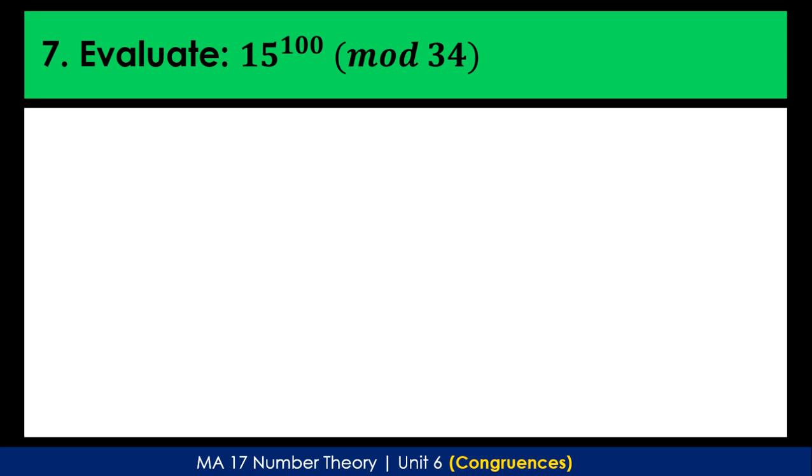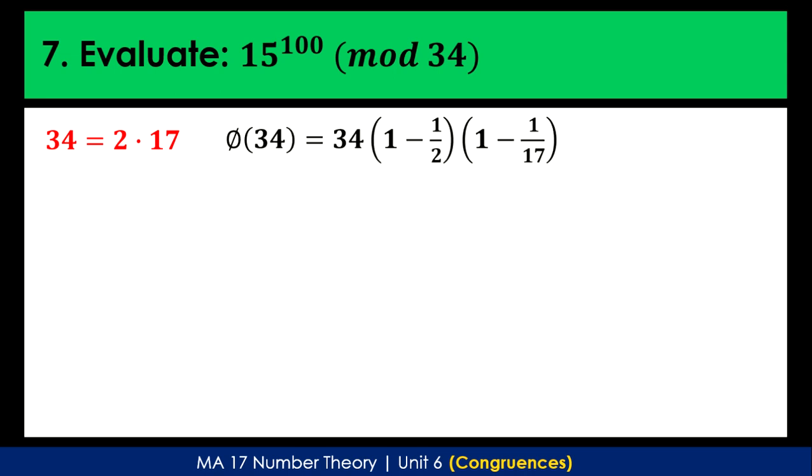Let's say we have 15 raised to 100 modulo 34. Here we have 34, and we're going to identify the factors. So 34 is 2 times 17. Phi of 34 is equal to 34 times the quantity of 1 minus 1 over one of the prime factors, 2, times the quantity of 1 minus 1 over 17. If we solve this, 34 times 1 minus 1 half times 1 minus 1 over 17, that is 16.